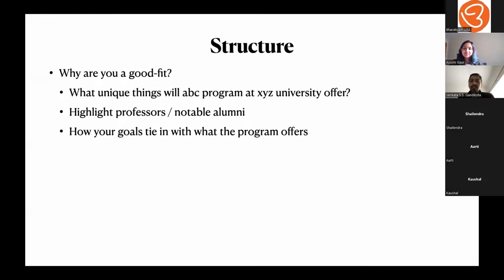Do your research, try to pick out faculty or some professors who are working in some specific area or notable alumni who have graduated from that program and have made a difference and who have inspired you, right? So bring out unique things about the program and don't be lazy here. Do your research, read through the university's website, read through the pages, go through faculty pages, read through their research, at least the ones that interest you.